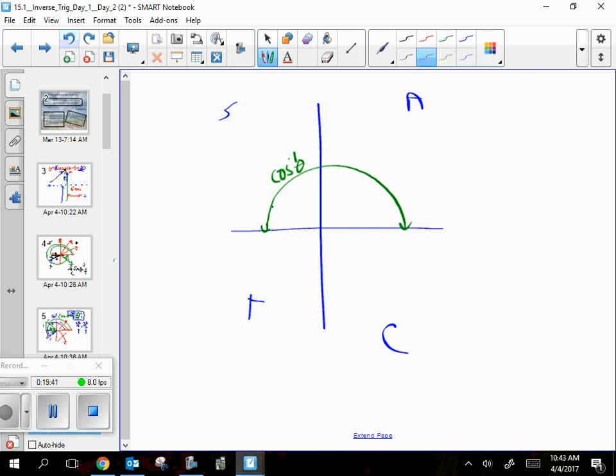Now where is inverse sine allowed? Inverse sine is allowed from here to here. Inverse sine is allowed in the A and the C quadrants, also known as quadrant 1 and quadrant 4.